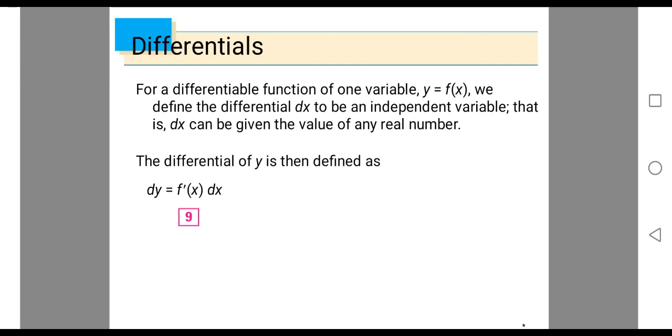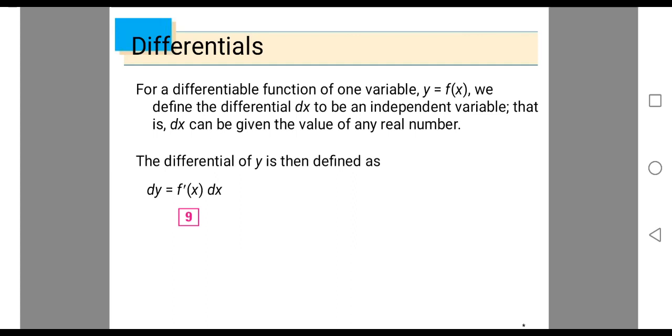Is that so? All right, let's see how. Here we have figure 6 that shows the relationship between the increment of delta y and the differential dy.